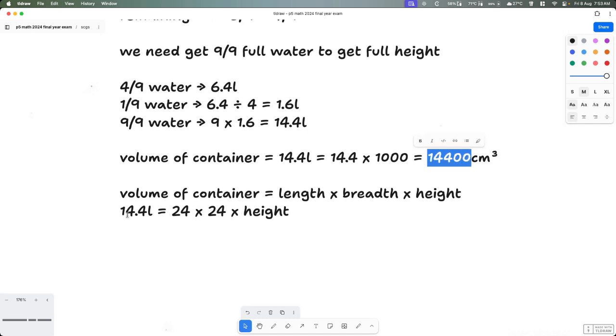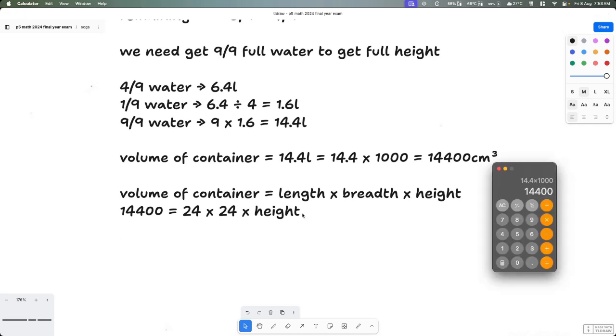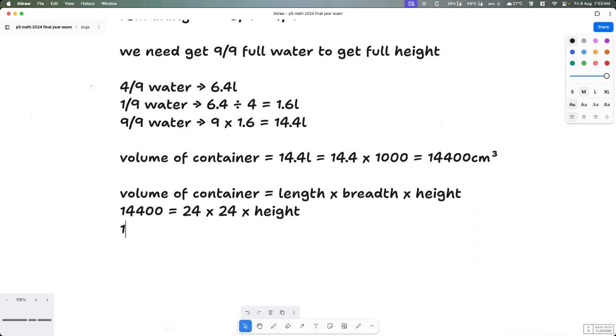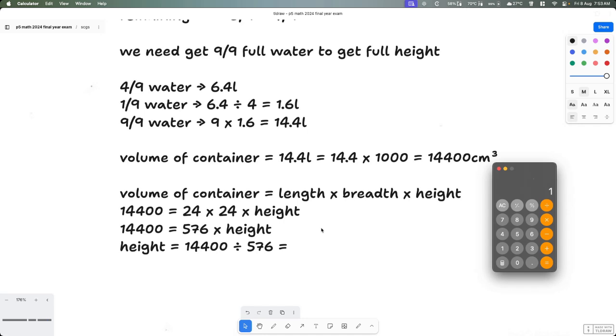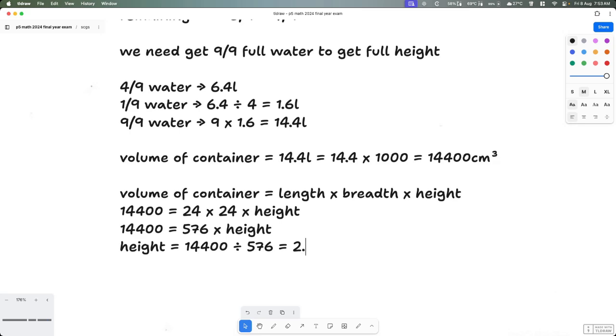So for this, this is equal to height. That means 24 times 24, this will be 576. So 14400 is equal to 576 times height. So that means height is equal to 14400 divided by 576. Let's see what's the answer. 1440 divided by 576. This will give us 2.5.